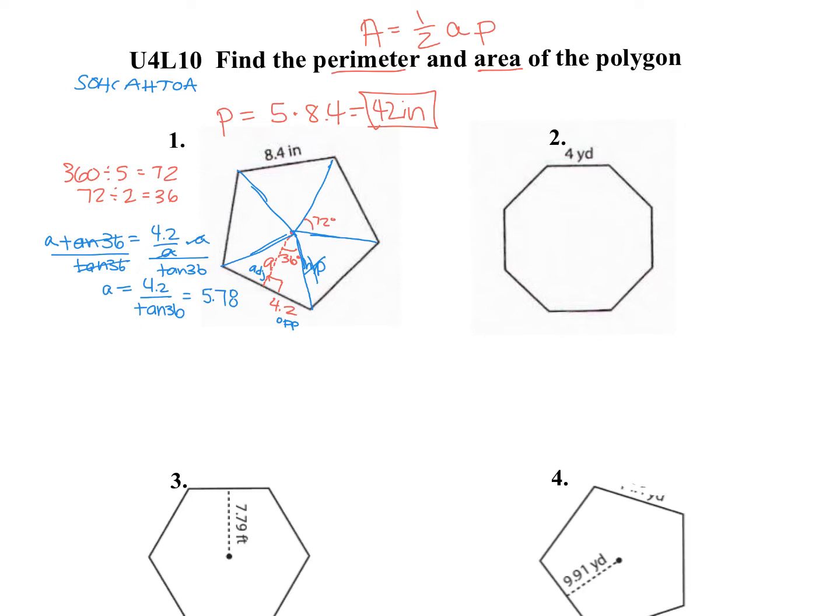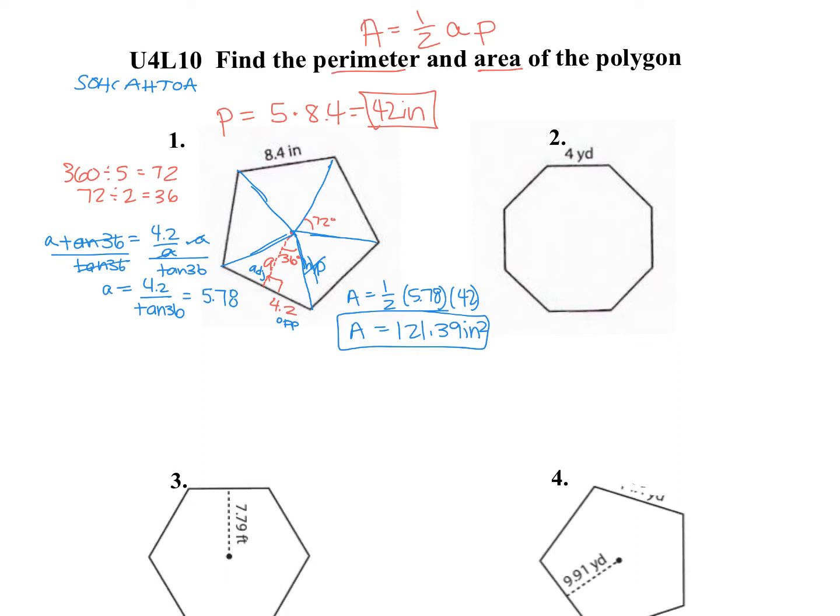So now I know my perimeter, I know my apothem, I am ready to find my area. So the area equals 1/2 my apothem, 5.78, times my perimeter of 42. That's giving me an area of 121.39 inches squared.